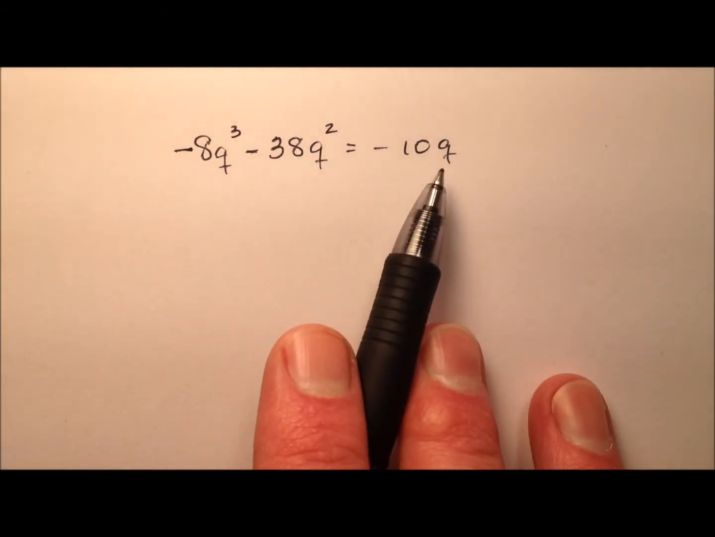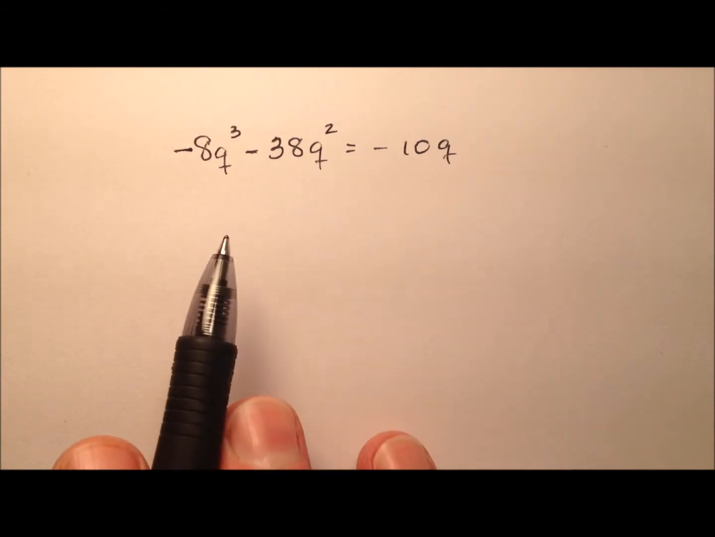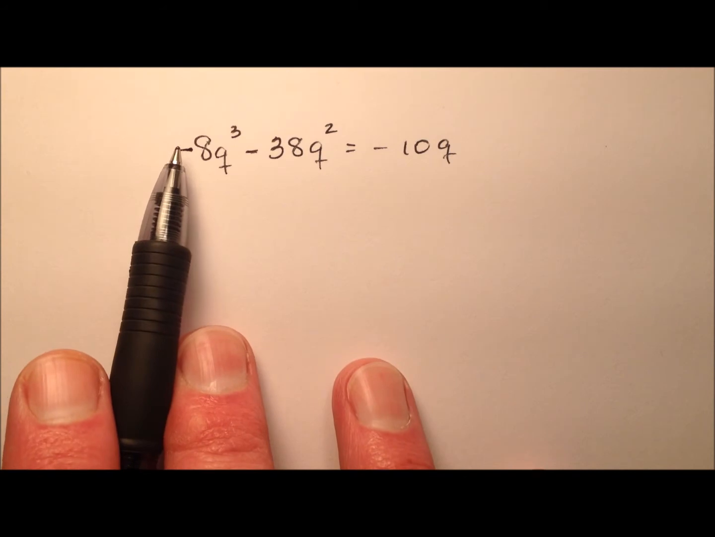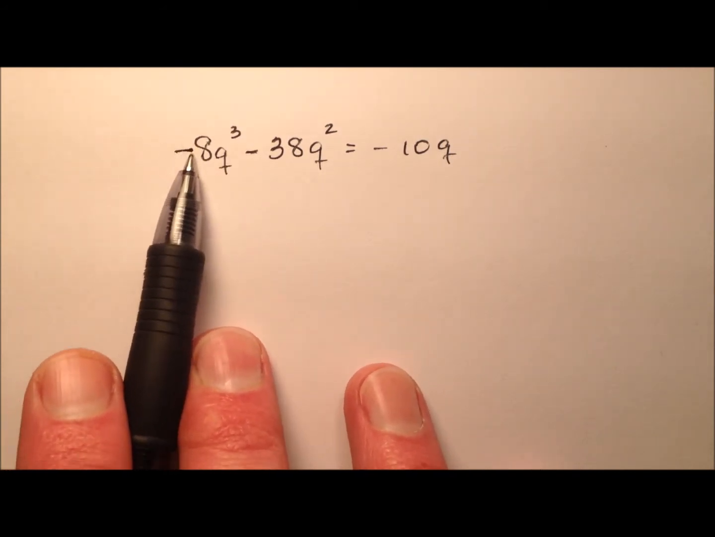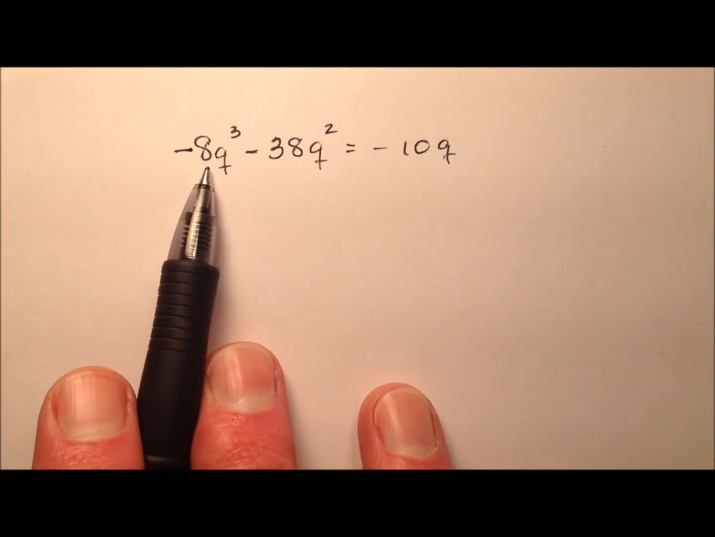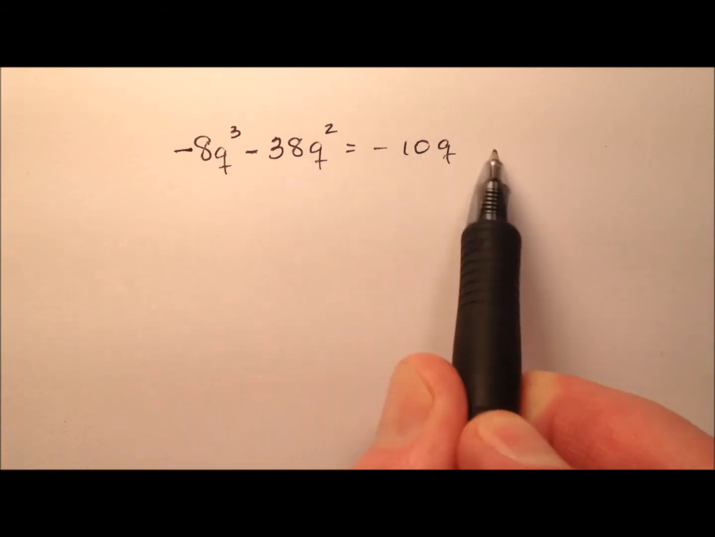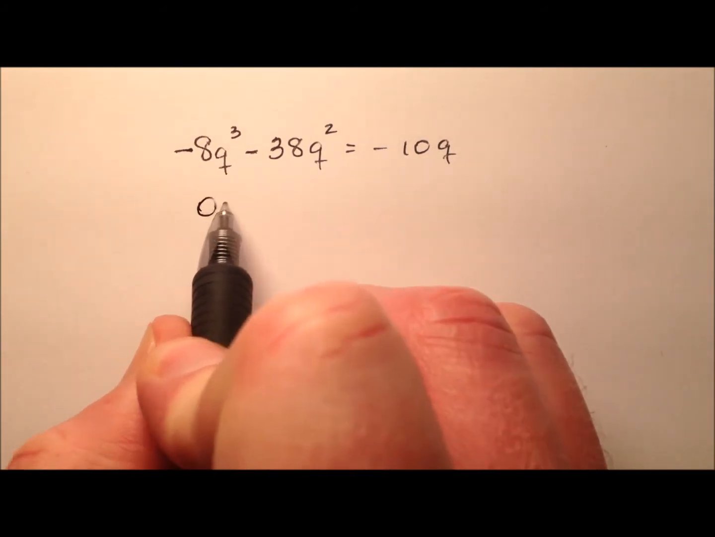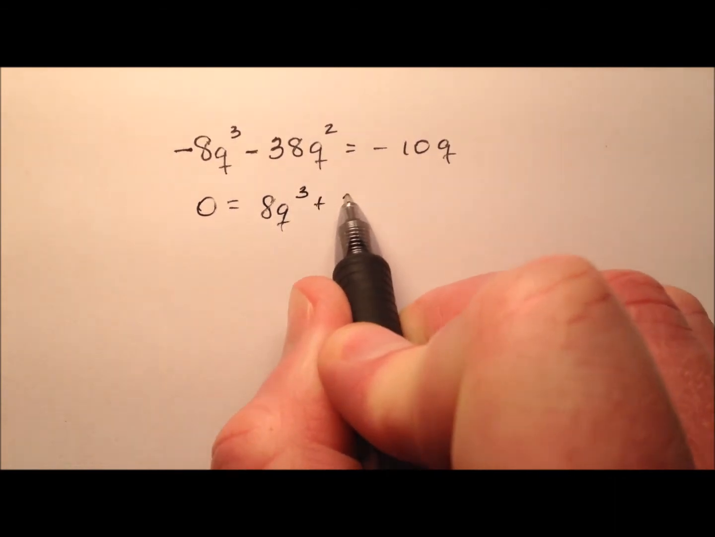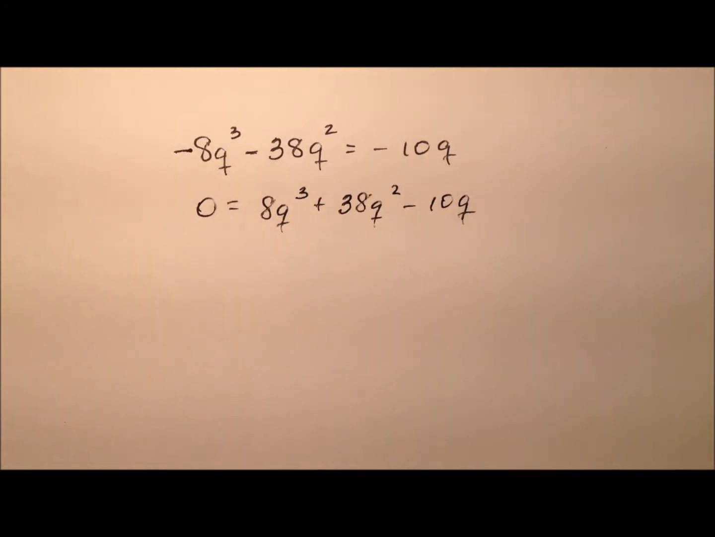Anyway, if we're going to solve this by factoring, I need to get all the terms on one side of the equation, and it needs to be equal to 0. Here I see my highest degree term is negative 8q cubed, and it's negative, so let's move everything to the right side so I can have my leading term be positive. When I move the negative 8 and the negative 38 over, they'll both be positive. So 0 equals 8q cubed plus 38q squared minus 10q.